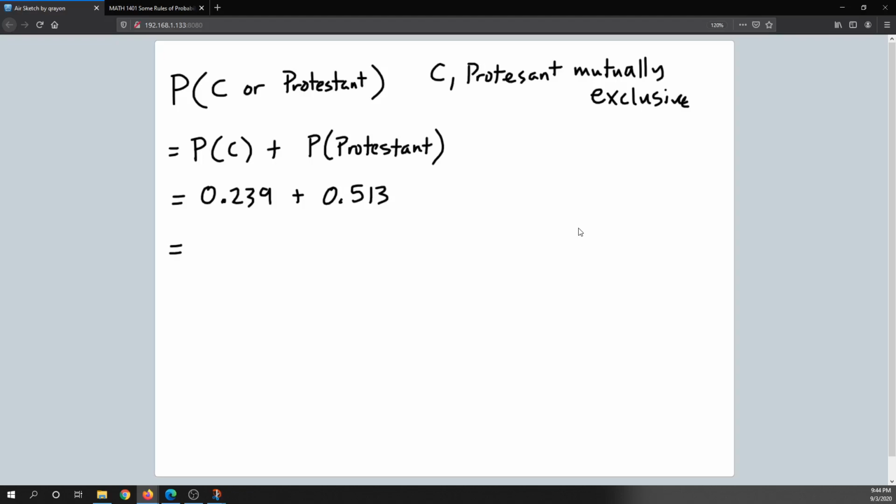And so now we would just add that together, and that's going to be 0.752. Yeah, that looks okay. All right, and that is our answer on this one.